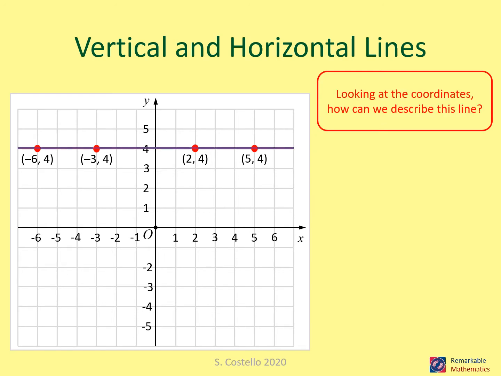So, looking at the coordinates, how could we describe this line? This is the line y equals 4. Any point on that line, the y value will always be 4. And we always label lines.